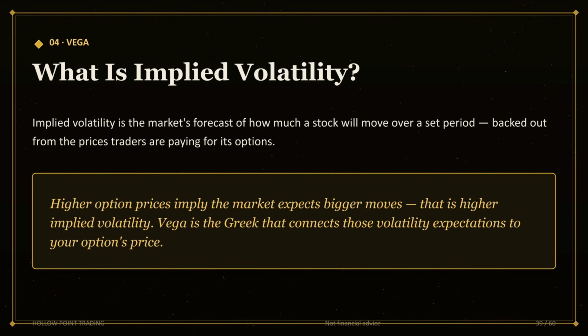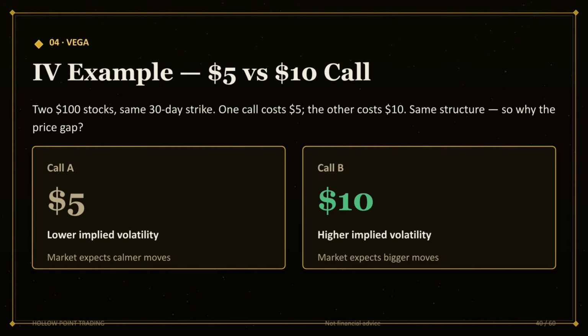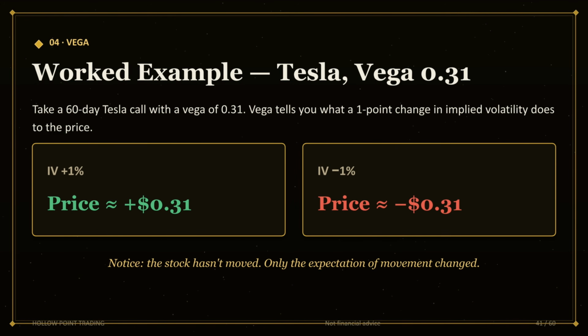Vega connects those expectations directly to the price you pay. Consider two calls on identical stocks with the same expiration. If one costs $5 and the other $10, the gap is likely due to implied volatility. The more expensive call reflects a market anticipating larger price moves.